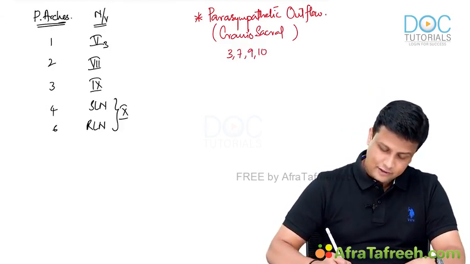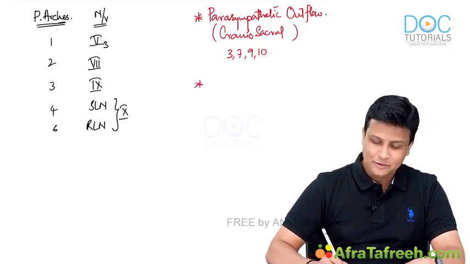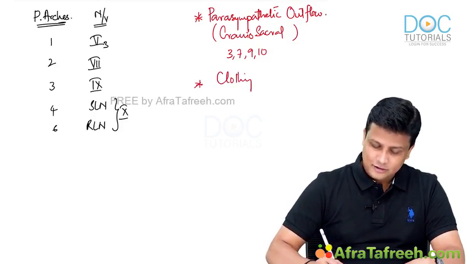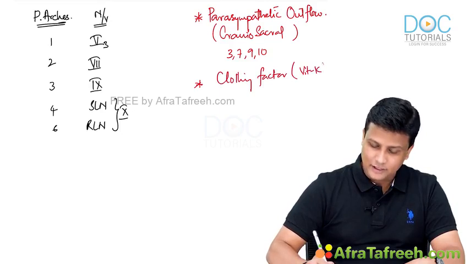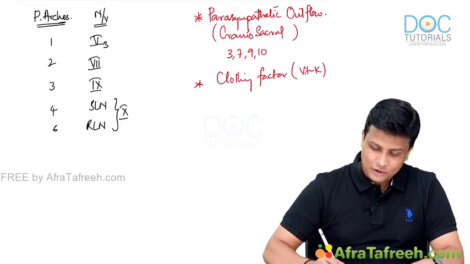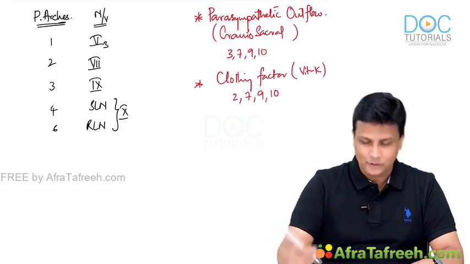Now apart from the nervous system, let's go to a little bit of biochemistry over here. In biochemistry, I think you have learned about the clotting factors, the clotting factors which are dependent on vitamin K. Vitamin K dependent clotting factors are 2, 7, 9, 10. I hope you remember that.